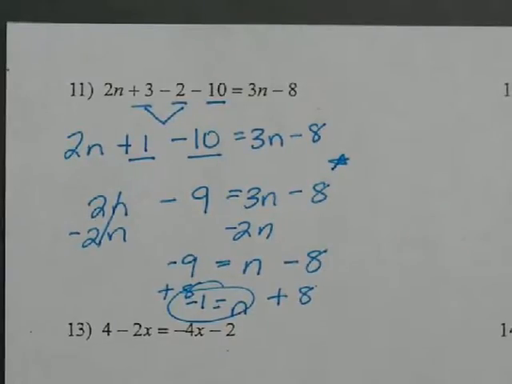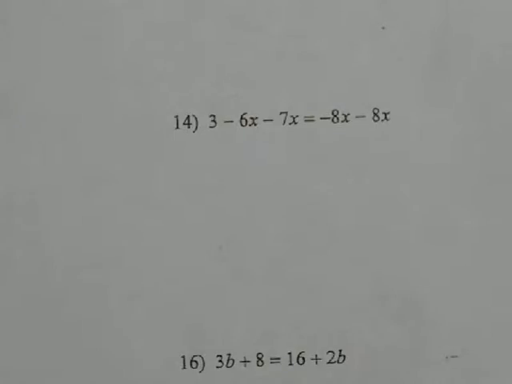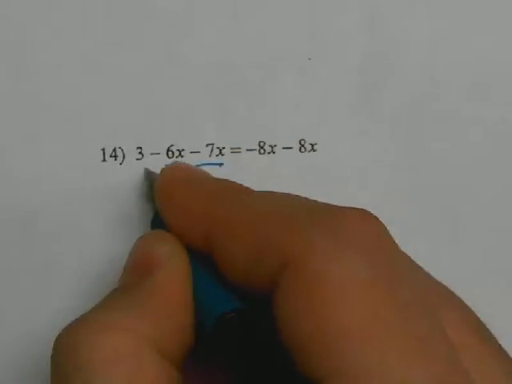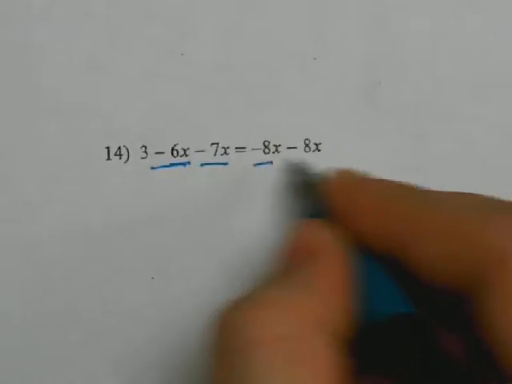That's that. Looking at number 14. 3 minus 6x minus 7x equals negative 8x minus 8x. All right. So if I'm looking at this, I actually can combine a few things. I can combine negative 6x and negative 7x, and negative 8x and negative 8x.